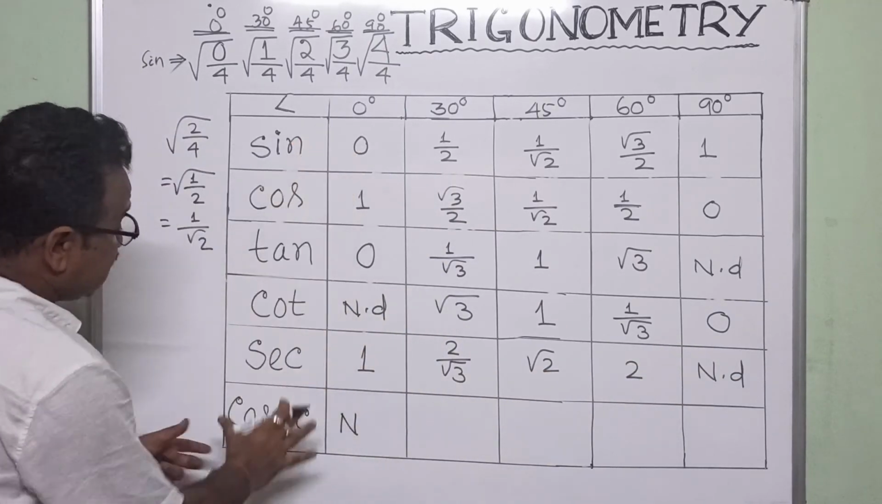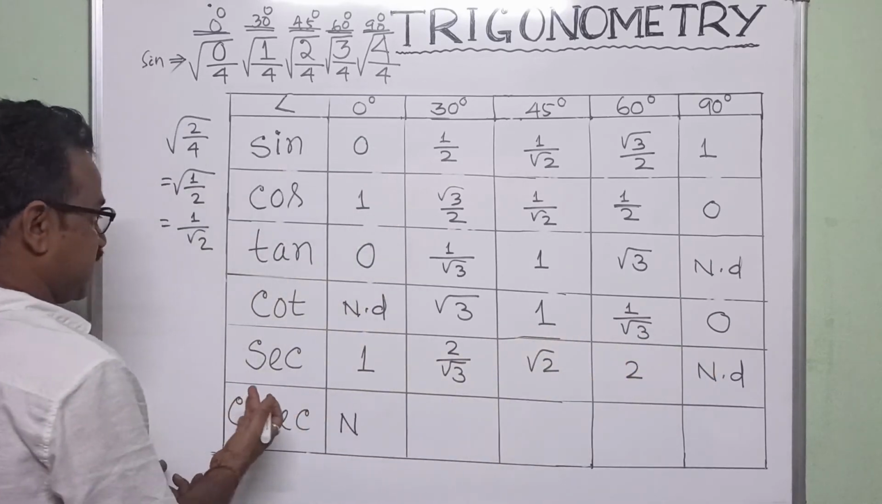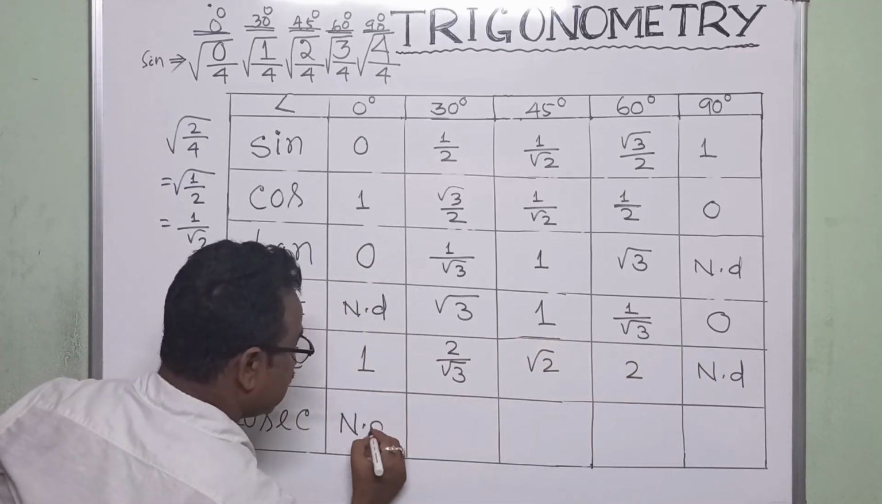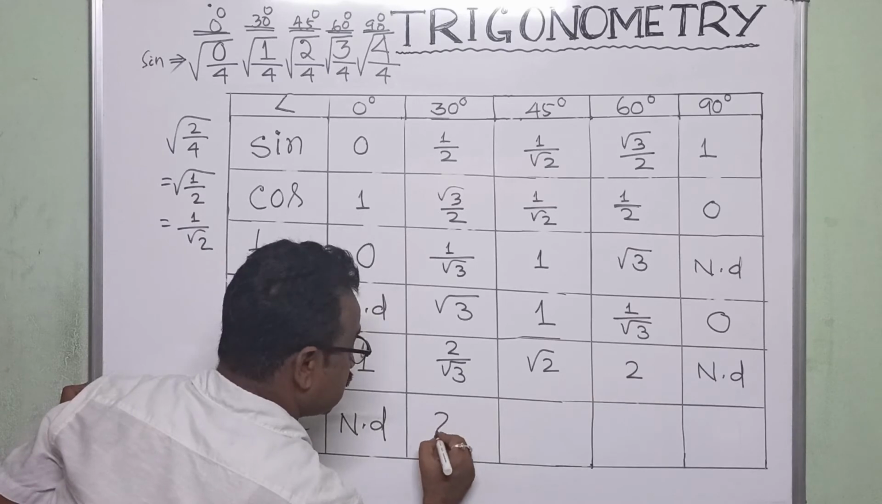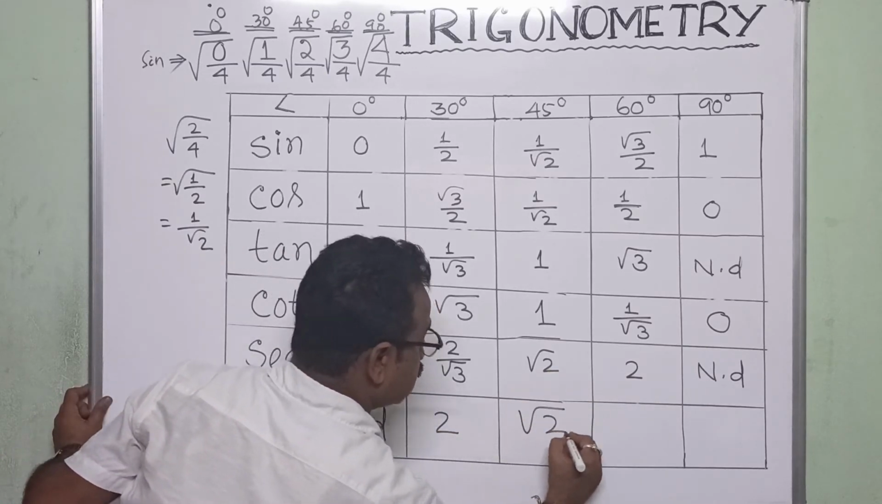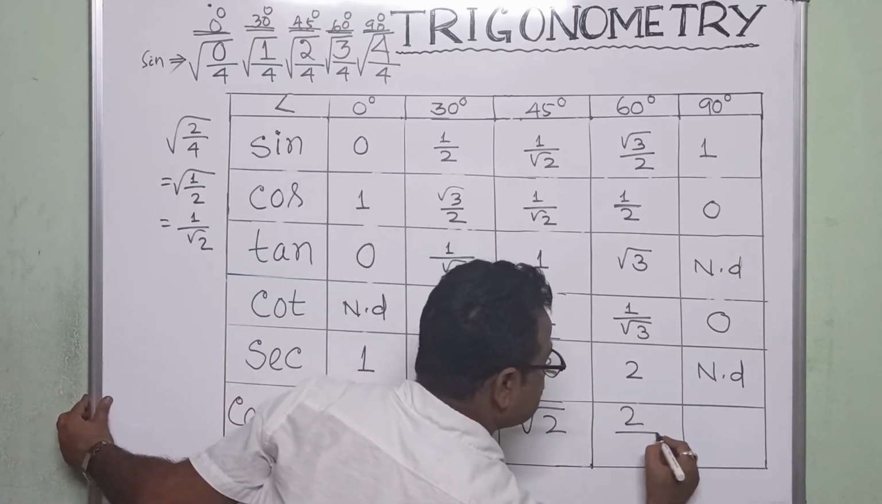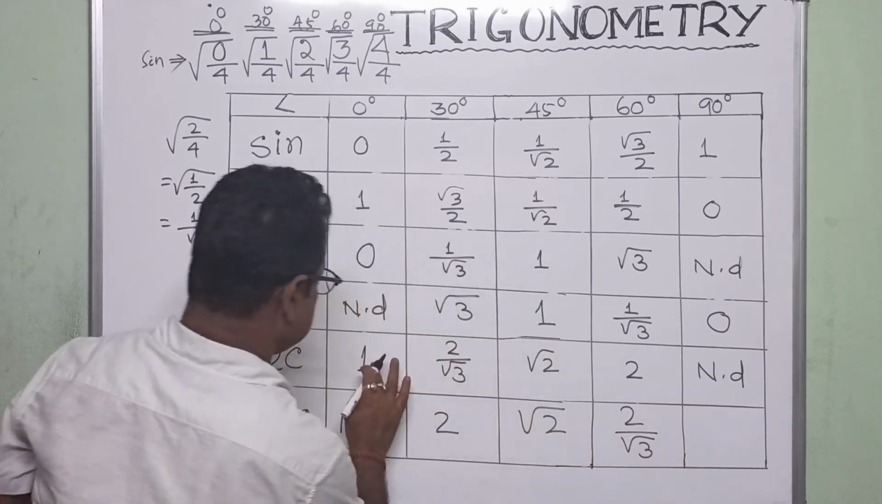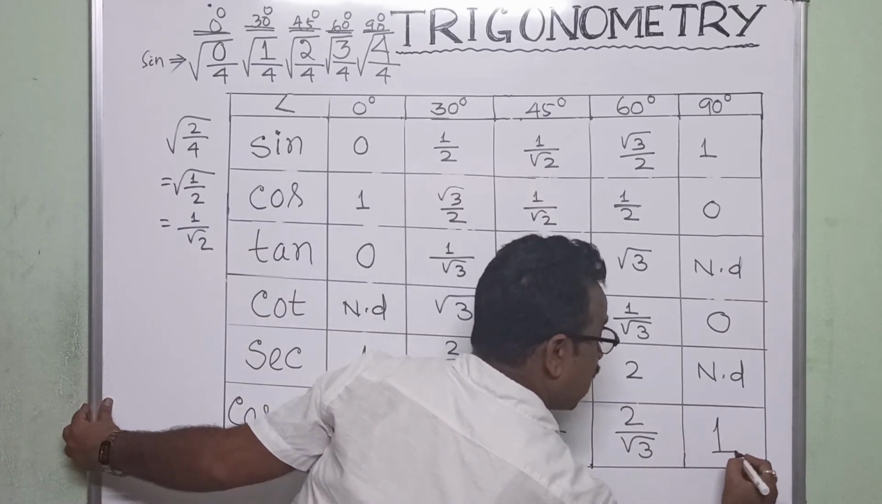Okay. Now the reciprocal of sine is cosec. Now the reverse of sec is cosec. ND here, ND here 2, here 2, here root 2, here root 2, root 2 by root 3 here, 2 by root 3, here 1, here 1.